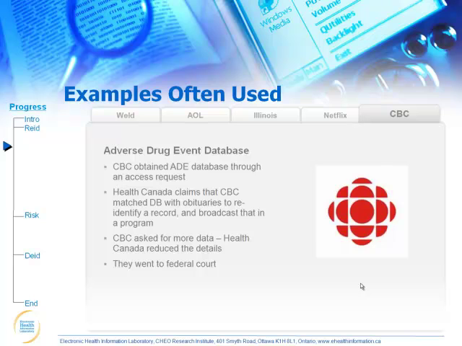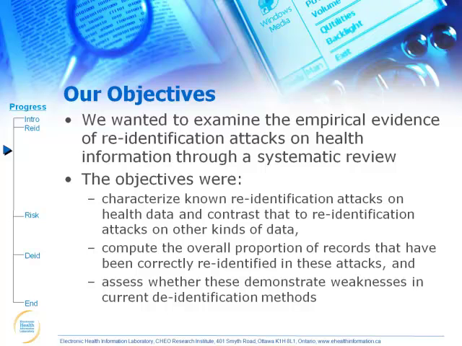So they went to court, and as part of that, the Health Canada witnesses made the claim that the CBC launched a re-identification attack on the database, and therefore they should not be given as much information now compared to what they got in the past. So these examples are cited as reasons why data sets cannot be safely de-identified.